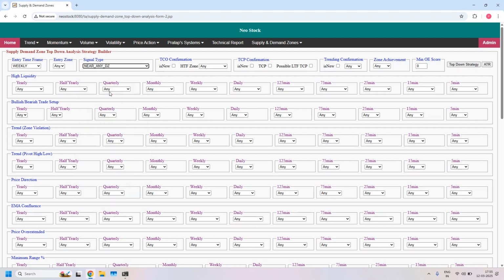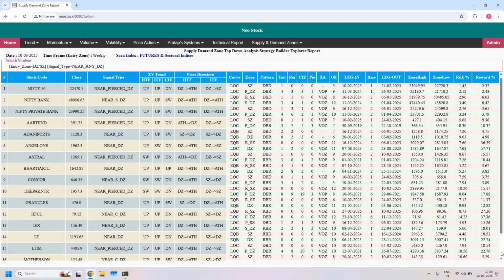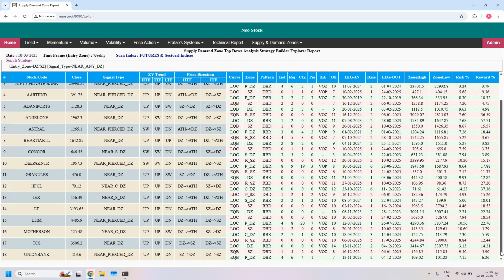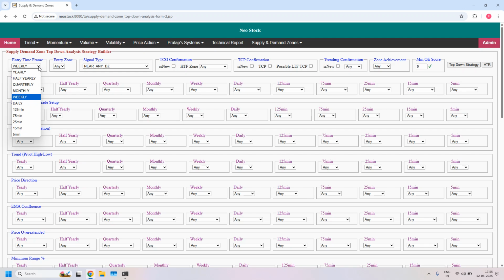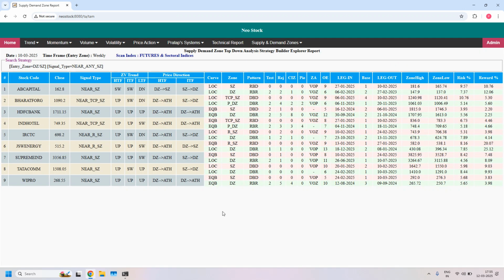Stocks near weekly demand zone. First 15 stocks in the list. Scrolling the list down. So totally 18 stocks are filtered. Next, weekly time frame. Stocks near weekly supply zone. We got 9 stocks.